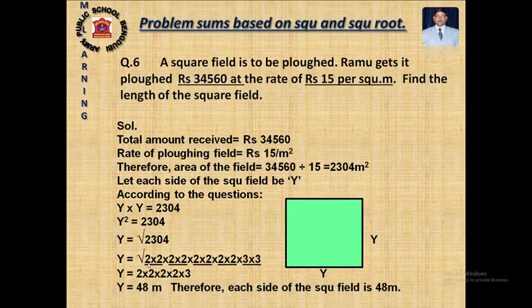Y square is equal to 2,304, or y is equal to root over 2,304. So when I factorize under the root, I am getting pairs of 2. How many 2's are there? Total 8 2's. This is a pair of 2, pair of 2, pair of 2, and pair of 3. When the root sign is removed, I will be getting 1 factor from each pair. So I am getting four 2's and one 3. So what is the total product of these numbers? 48. So one side of the square field is 48. This is a very interesting question. Indirectly we can find the side from the total amount and the rate when it is given.